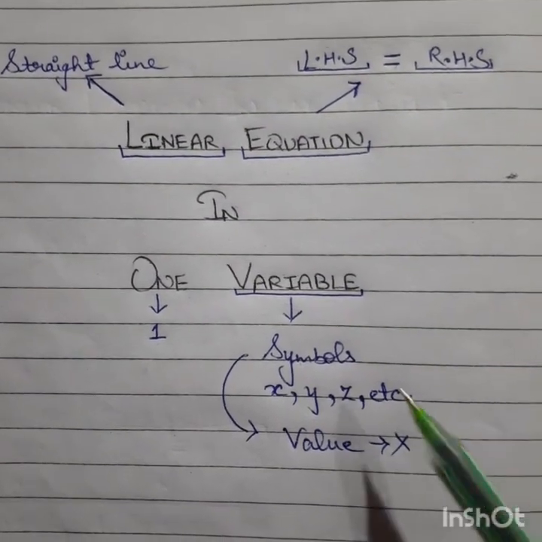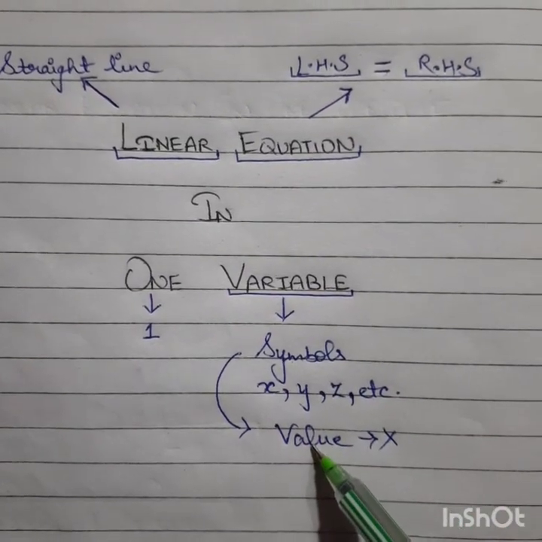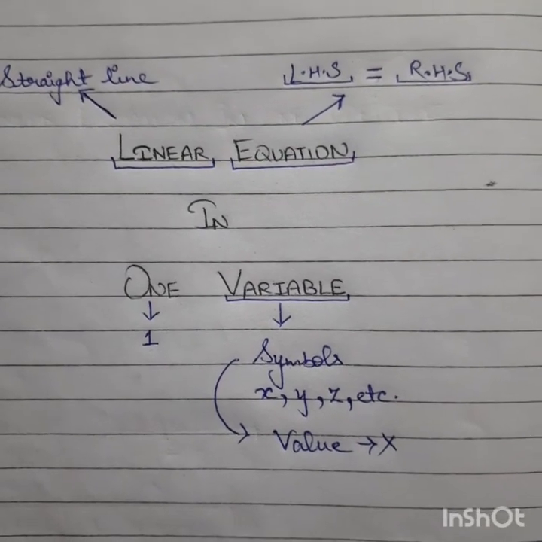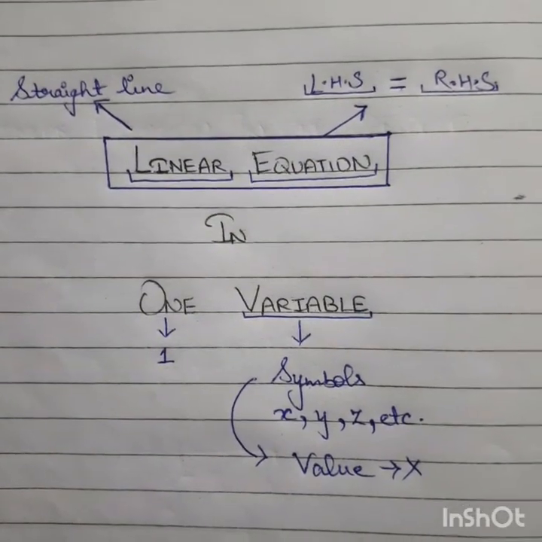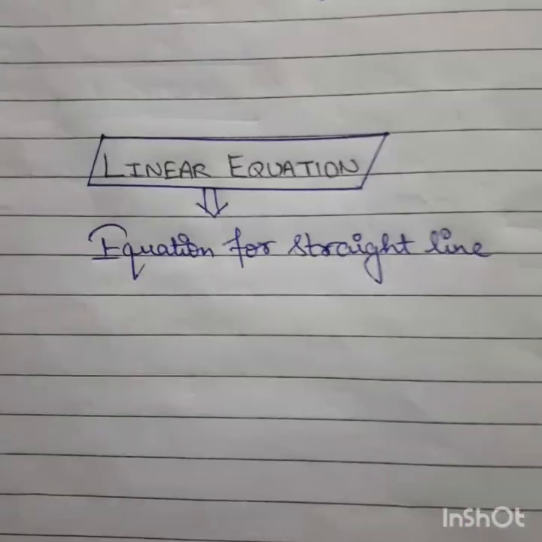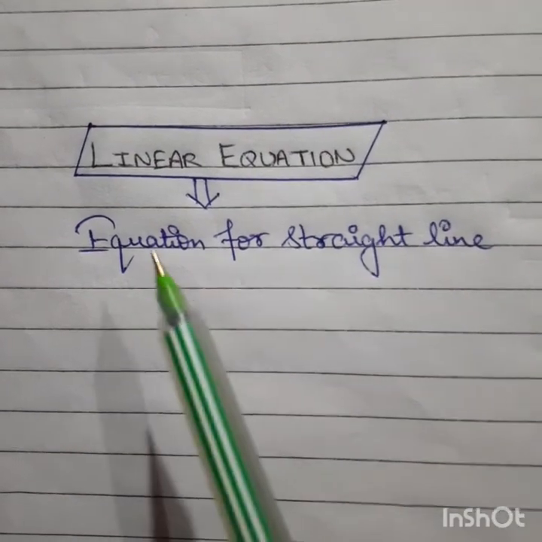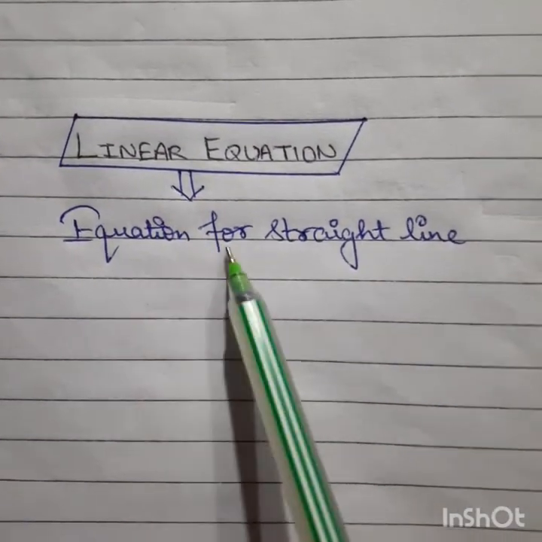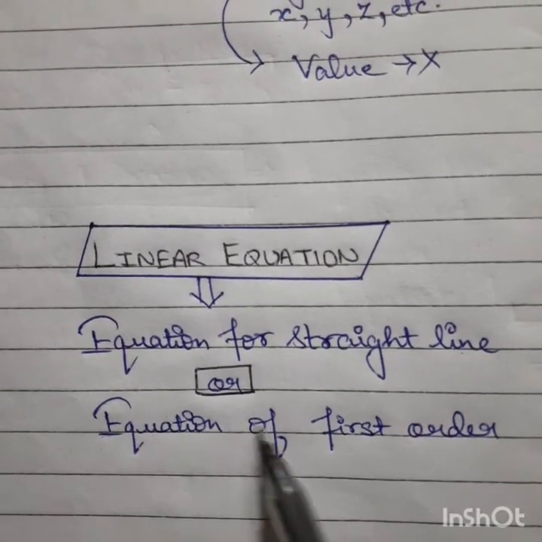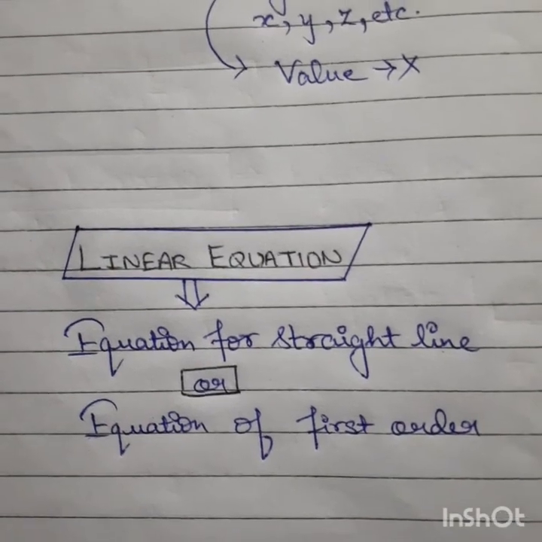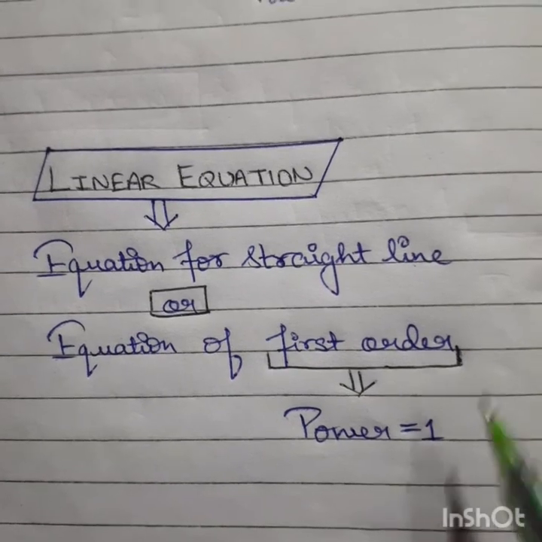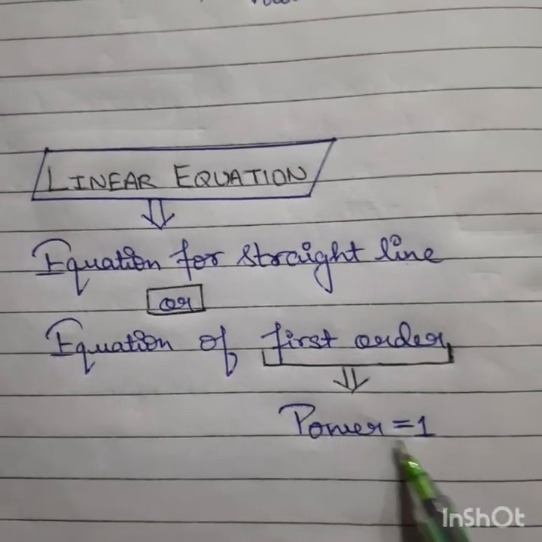And why do we use this symbol in the equation? Because the value of this particular symbol is not known, and yes, we are supposed to calculate it. Now, combinedly we will understand the meaning of the term linear equation. Linear equation simply means equation for a straight line, or we can simply say equation of first order. Now you must be thinking, ma'am, what does the term first order actually mean? First order simply stands for when power is equal to 1.